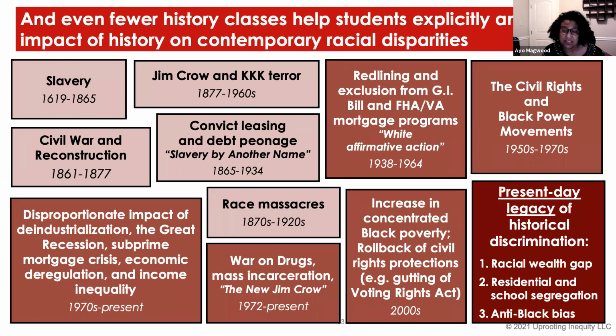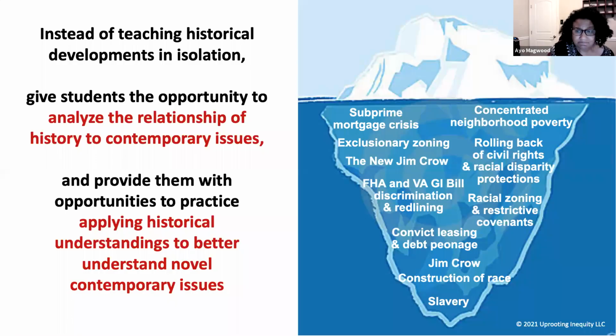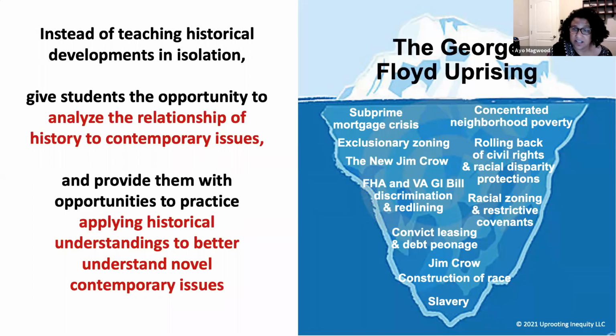You cannot understand the racial wealth gap, residential school segregation, all that without understanding the more recent parts of history. And unfortunately, oftentimes we never even get to this more recent part. We focus on that old part. So instead of teaching historical developments in isolation, give students the opportunity to analyze the relationship of history to contemporary issues and provide them with opportunities to practice applying historical understandings to better understand novel, contemporary issues. Don't let them be like me and take 10 years out of college to make the connection.